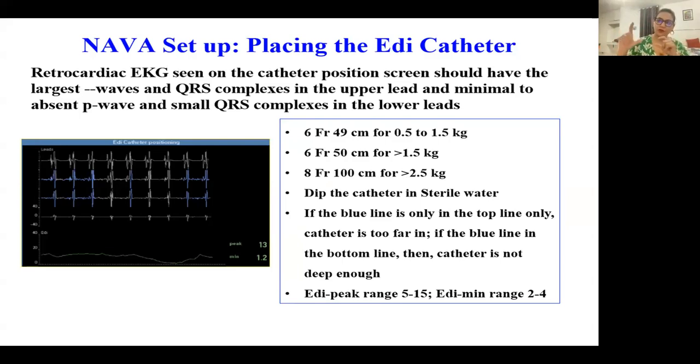So first we have decided what length to use. Once we have put that much length, we have to titrate by looking at the EKG which comes on the monitor as EDI catheter positioning. Topmost blue means you are too far in, pull it out. Lowermost blue means you are too far up, push it in. This is how you do it. Then you also start looking at the EDI range. Peak is usually 5 to 15 and minimum is 2 to 4. I hope it's clear.